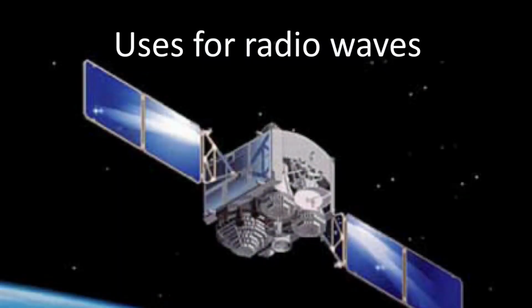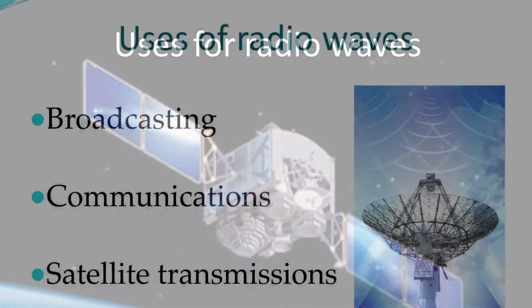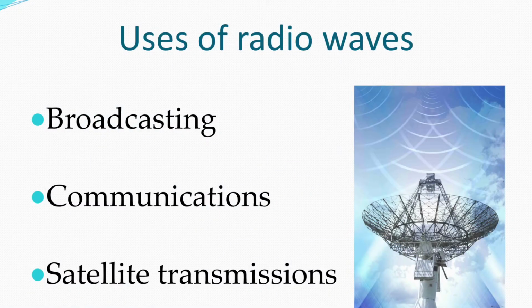We're now going to look at some other uses for electromagnetic waves, starting with radio waves. Radio waves are used for broadcasting, communication and satellite transmissions. In your books, write down a title of uses of radio waves and then underneath these three uses. You might need to pause the video while you get it copied down.